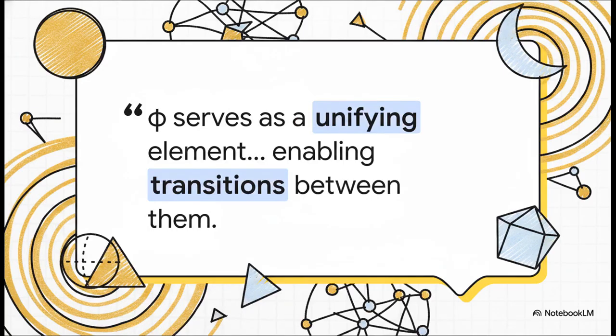To wrap up this huge paradigm shift in how we understand numbers, I want to read you a quote right from the source material. "Phi serves as the unifying element, capturing aspects of these different domains and enabling transitions between them." This completely reinforces the idea that math is not just a chaotic bag of random constants. It's deeply connected, incredibly structured, and beautifully self-organizing around the golden ratio.